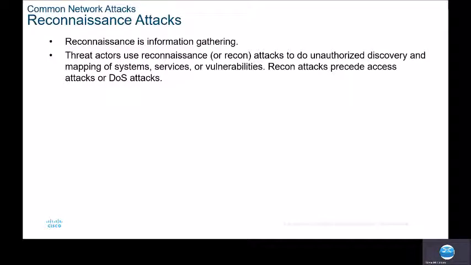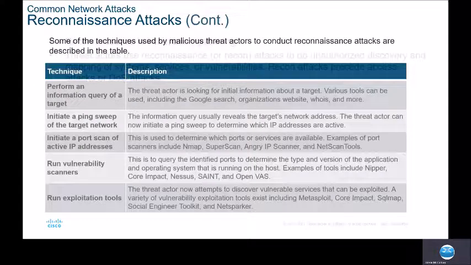Okay, so reconnaissance is information gathering. So threat actors use reconnaissance, or recon, to do unauthorized discovery and mapping of systems, services, or vulnerabilities. Recon attacks precede access attacks or denial of service attacks. So it's normally not the end game, it's the start of the game typically. So some of the techniques used by malicious threat actors to conduct reconnaissance attacks are below.